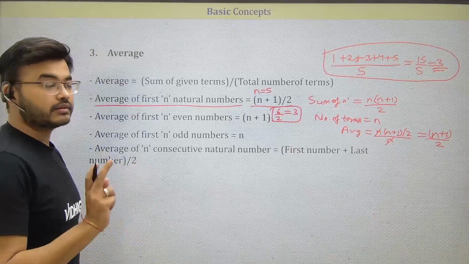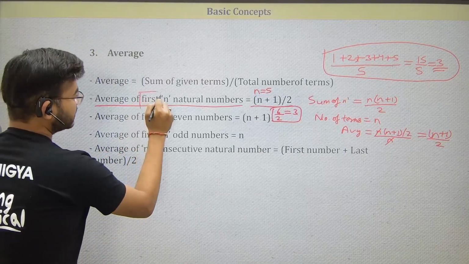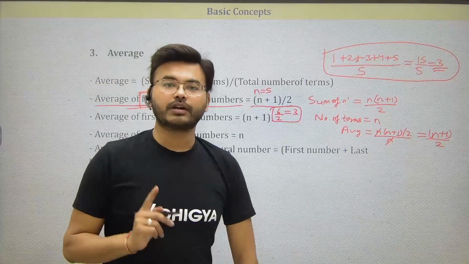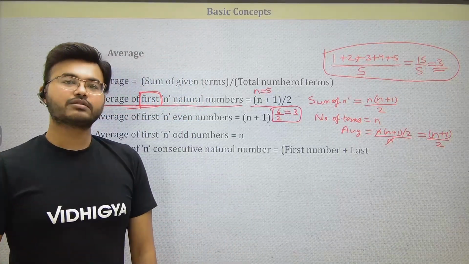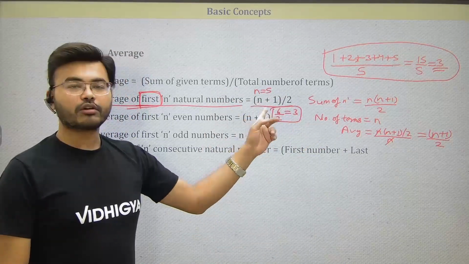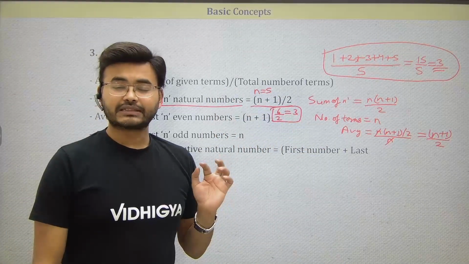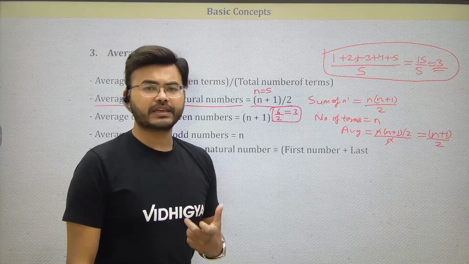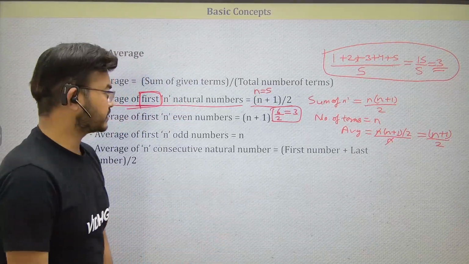Here the important thing to note is that it is for the first n natural numbers. Okay. That means starting from 1. If any of the values is missing, like if it's not starting from 1, then this formula will not be valid. This is a point of question. Do make a note of it. Otherwise, you will end up making a huge mistake in exams.